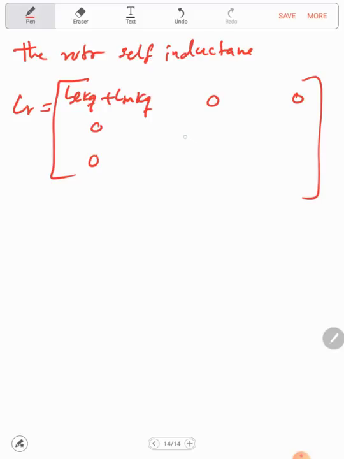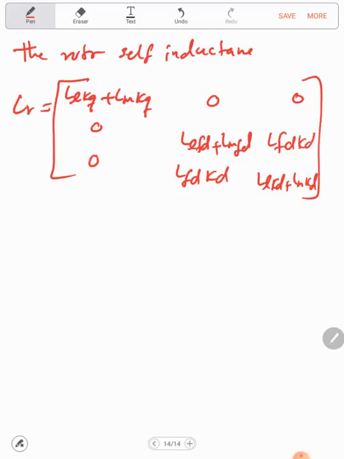So this will be LLFD plus LMFD, and this will be LLKD plus LMKD. Now, in the D axis of the rotor, we have two windings. One is the field winding, and the other one is the damper winding acting along the D axis. So here we have mutual inductance between them, which will be LFD-KD, and this will be LFD-KD.